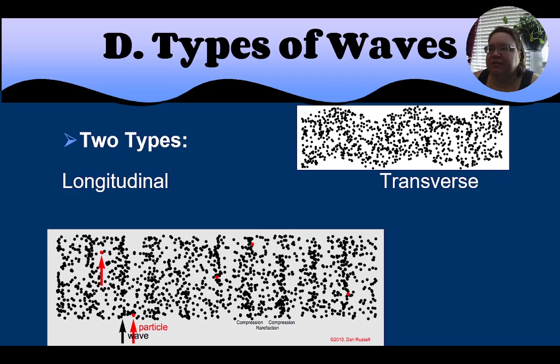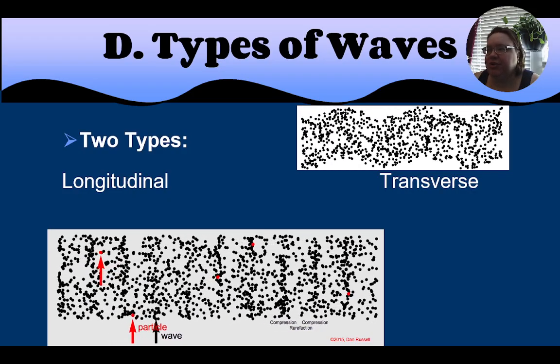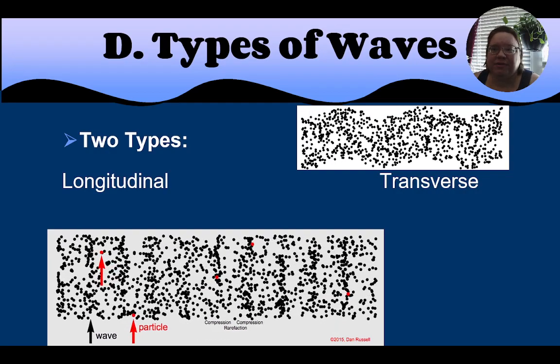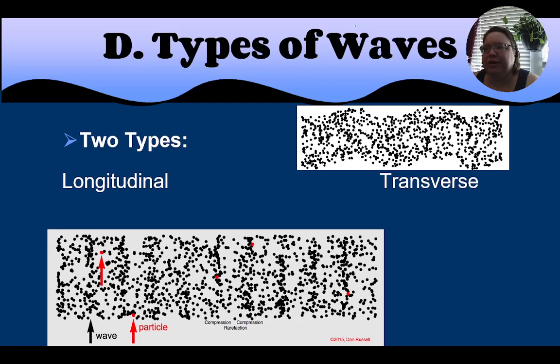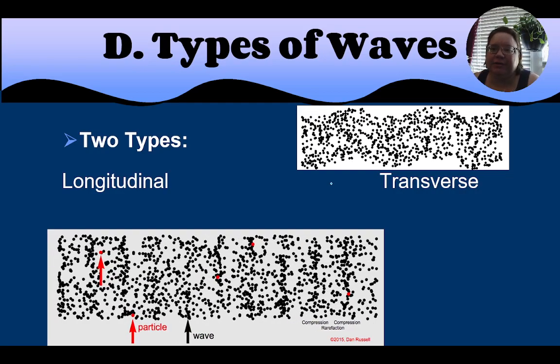Here are two illustrations of each of the types of waves. Notice the transverse wave. That's probably what you're used to thinking of when you think of a wave, because that's what we see when we're seeing the ocean, or when you see people in a stadium, or even a wave with a jump rope or spring. The particles are moving up and down. The wave is transferring to the left or the right.